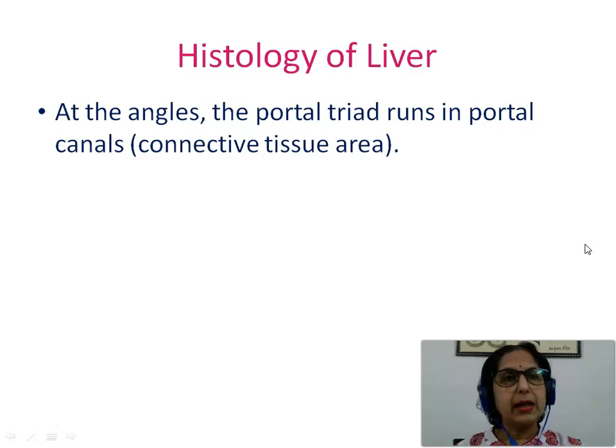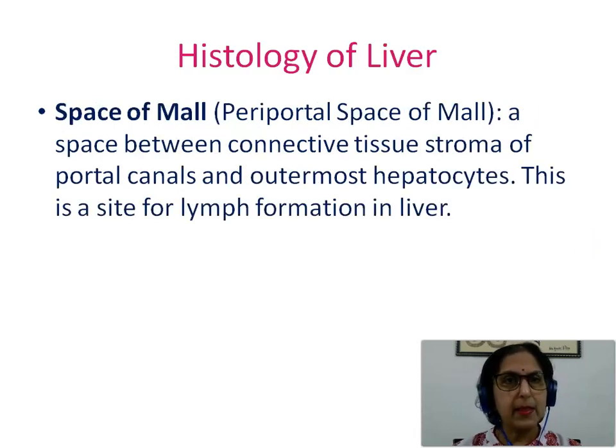At the angles of this hexagonal classical liver lobule, the portal triad runs in portal canals, or the connective tissue area. Now let us see what is the space of Moll, or periportal space of Moll. This is the space between the connective tissue stroma of portal canals and the outermost hepatocytes, and this is a site for lymph formation in the liver.